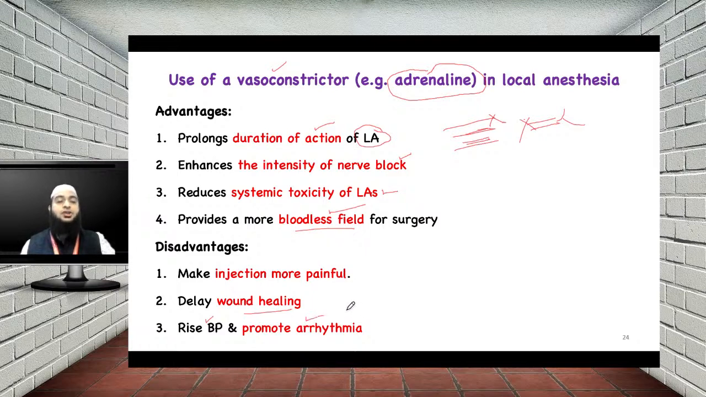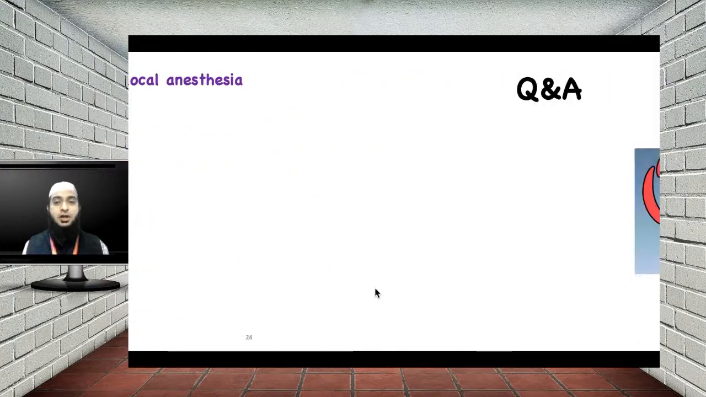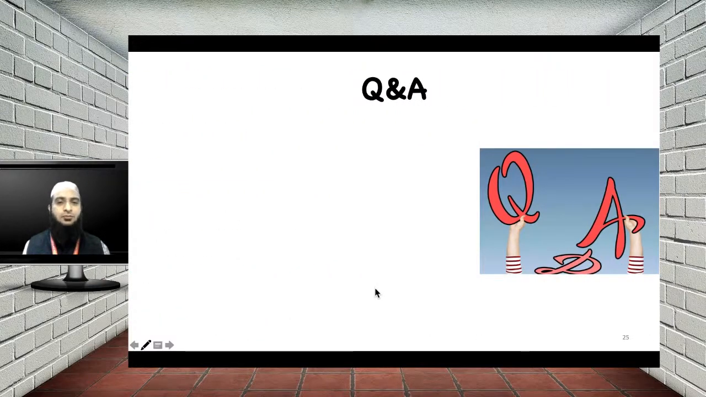So based on the patient, the type of surgery, and the nature of the patient, you can decide what dose of adrenaline is to be given, or whether adrenaline is to be given or not. That can be decided based on the history of the patient. So these are both the advantages and disadvantages of using vasoconstrictor or adrenaline in local anesthesia. So I have done with my first part of today's session.